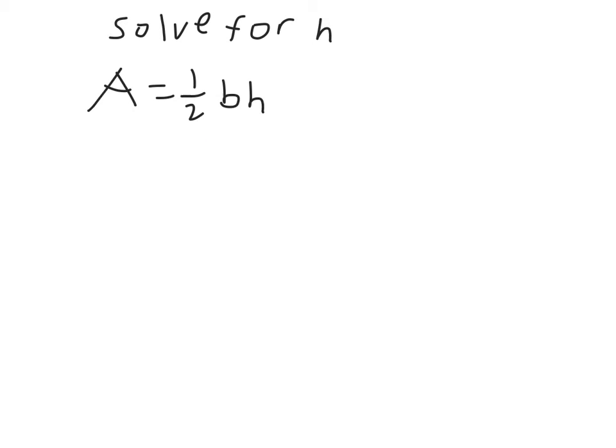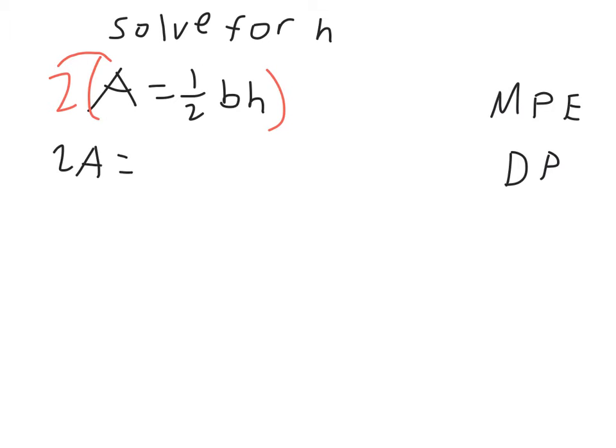So remember, whenever you see a fraction in a problem, multiply everything in the equation by the denominator. So multiply everything by 2. And that's using the multiplication property of equality. Then we use the distributive property. Say 2 times a is 2a. And then 2 is multiplying by everything here.